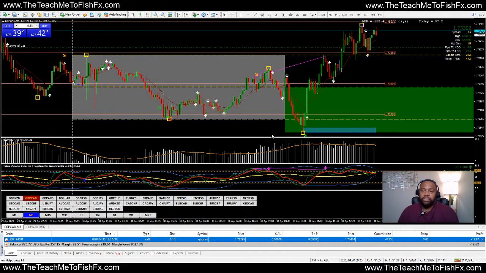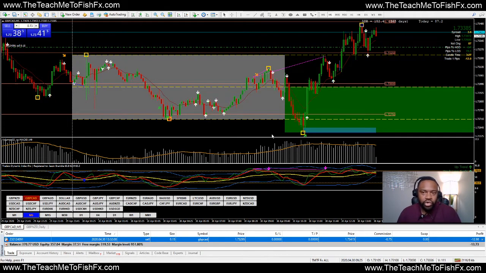All right. If you know how to set up your volume indicator and know how to read it, you can see where a lot of volume has been pumped into the market. And I mean, this is only what, a $370 account. That's not enough. Even if I threw this whole account into the market, that's not enough to move the market.